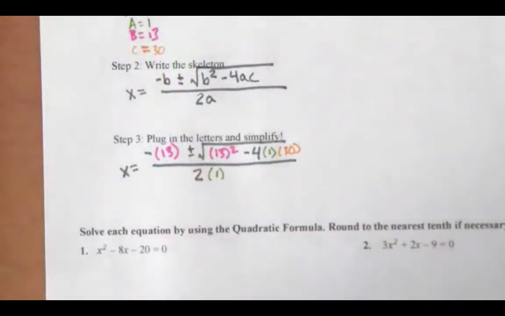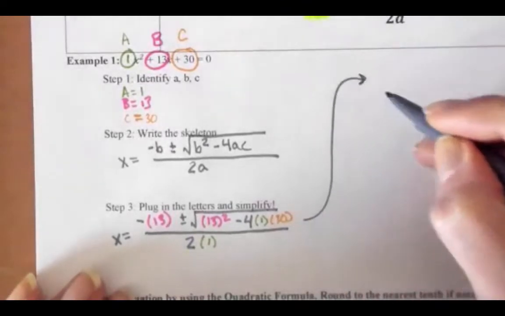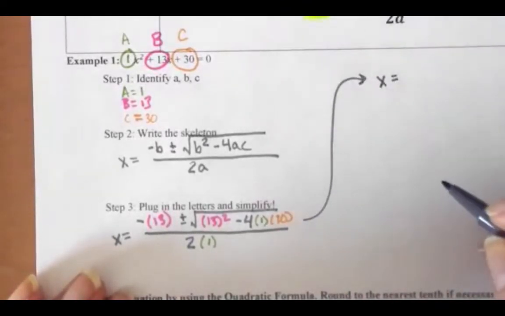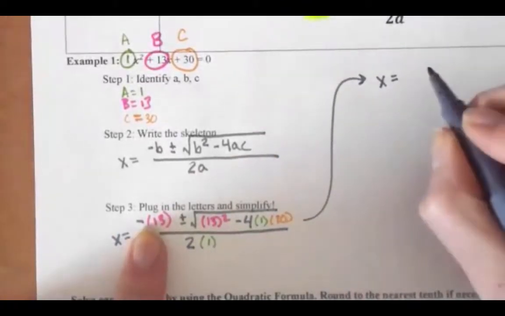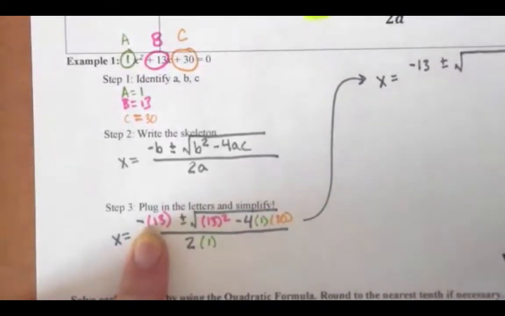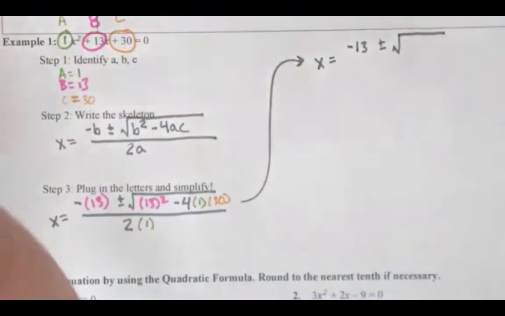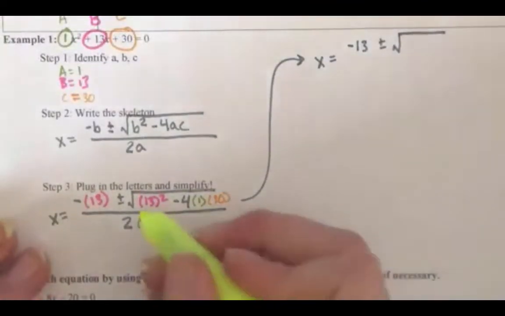Alright, if you have any questions about how I plugged that in, please don't be afraid to ask. Once you do that, I'm going to keep simplifying kind of up here. So I still have x equals. Negative 13 just stays there. I'm going to leave the plus and minus. I'm also going to leave the square root. And I'm just going to take this whole thing in the middle. I'll highlight this part of it.